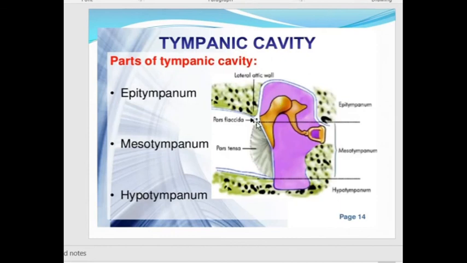بعدين قلنا التمبانيك كافيتي تتقسم الى upper part سمينا الابيتمبانوم او الاتيك اللي فيه الاوسيكلز، اللي هي head of malleus و body of incus. From the head of malleus is coming the handle اللي attached to the tympanic membrane والlong process اللي going down into the middle part of the middle ear and becomes attached here to the footplate of the stapes. This is called the head of stapes. هسه خلينا ناخذ شوي فكرة عن الاوسيكلز الموجودة بالميدل ear. We have three ossicles.